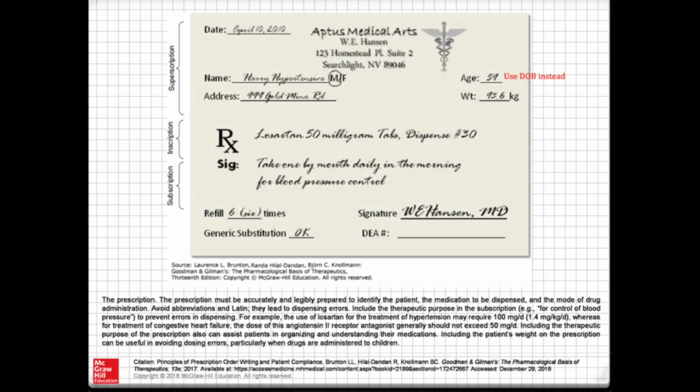Here we have another sample prescription from a textbook on pharmacology. As we have discussed, you see the patient's name and address. Instead of age, you should get in the habit of identifying the patient's date of birth. That's much more specific, and I'll be looking for the date of birth instead of or in addition to the patient's actual age. The other modification I would make to this prescription is moving the amount dispensed so it's on its own separate line.